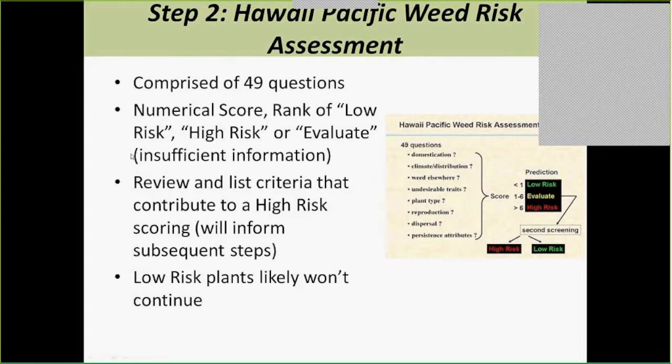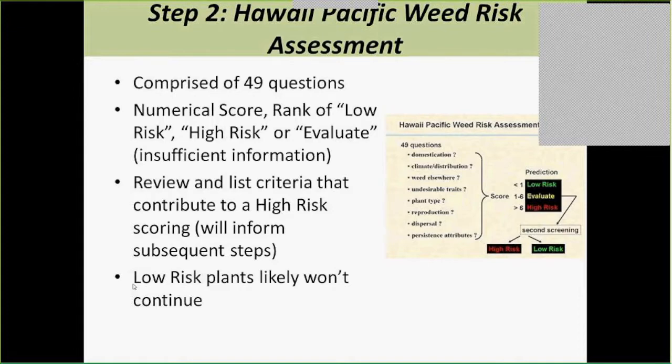And so in my report, I read the weed risk assessment, I review it, and then I list the criteria that contribute to a high risk score, because that will be very important to inform subsequent steps. It's full of really great resources in the weed risk assessment, so it's good to look into those. And this is also kind of the first filter. If the plant is a low risk evaluation, then something's wrong. Either it's not going to be very invasive and it's not really worth your time, or maybe you know something about this plant that couldn't be collected from the literature review when they did the weed risk assessment.